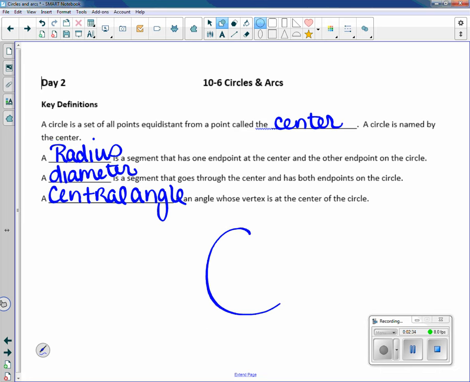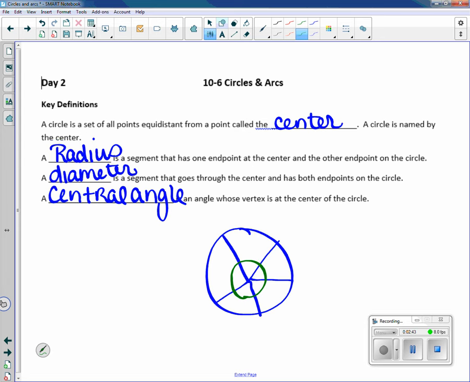So if I look at this, I have all these angles here. If you were to add up every single one of those angles, it comes up to 360 degrees. Okay?